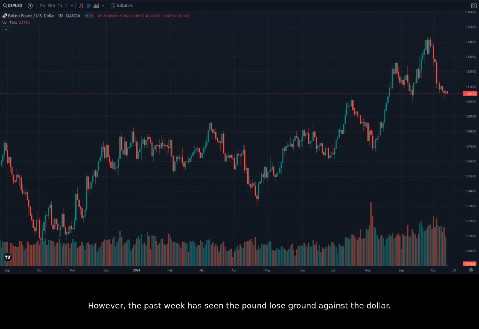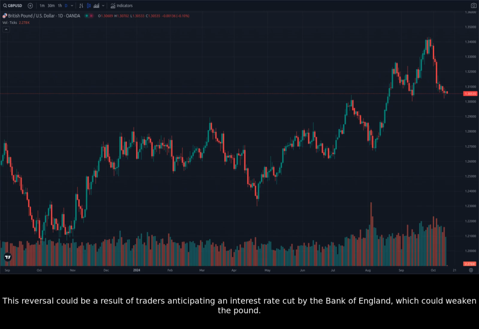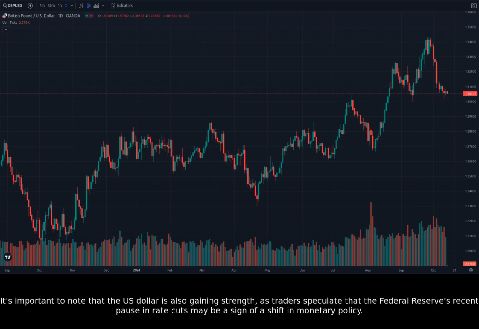However, the past week has seen the pound lose ground against the dollar. This reversal could be a result of traders anticipating an interest rate cut by the Bank of England, which could weaken the pound. It's important to note that the US dollar is also gaining strength, as traders speculate that the Federal Reserve's recent pause in rate cuts may be a sign of a shift in monetary policy.